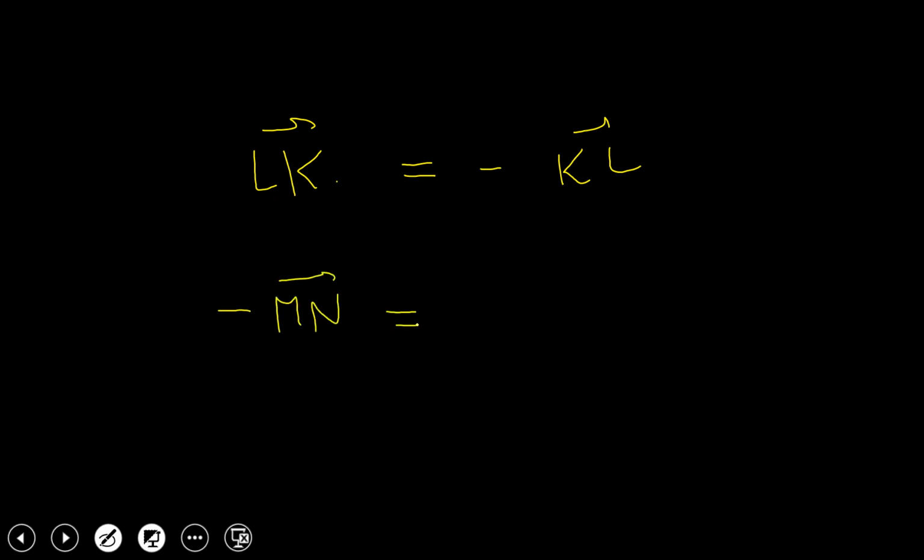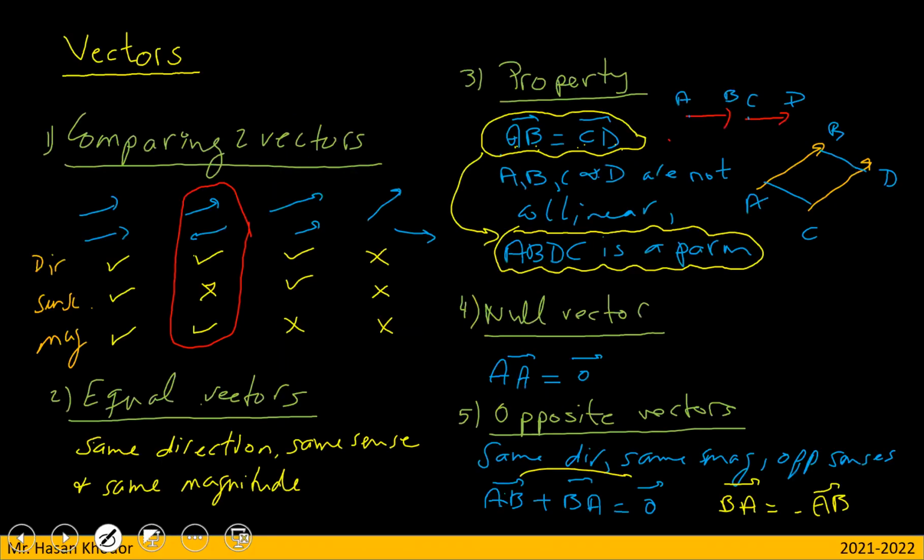We can write an M. What do we mean by minus PQ? QP. It's QP. Excellent. So minus AB means BA. What else?